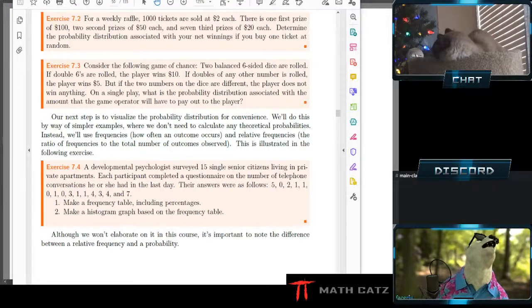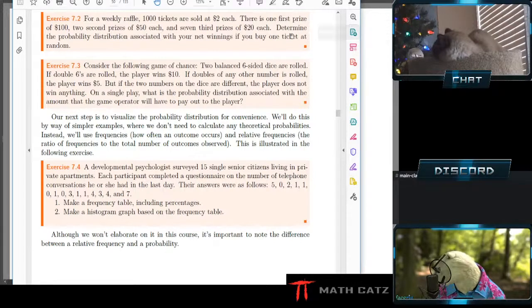Let me just see if that's big enough. It's okay. Just to solidify the idea and the steps that we go through. So let's read exercise 7.3.